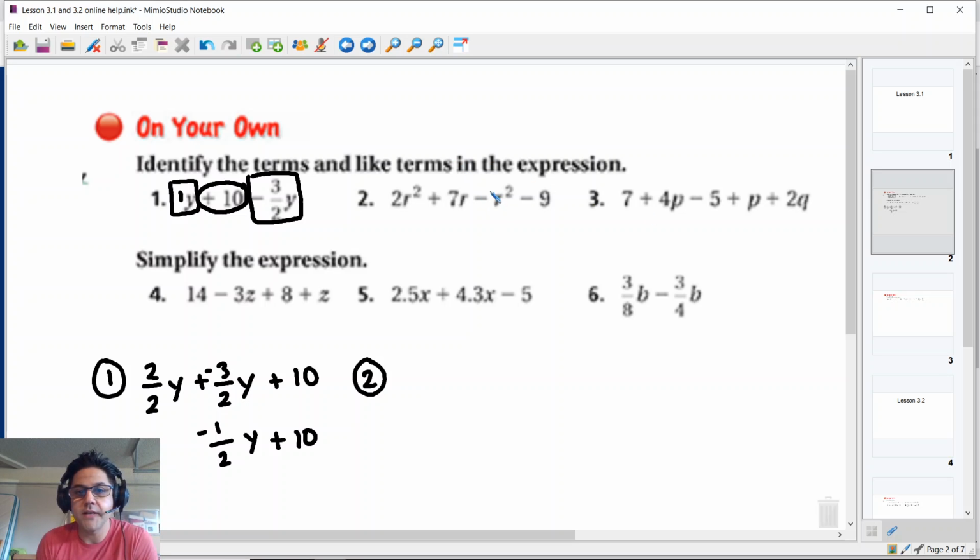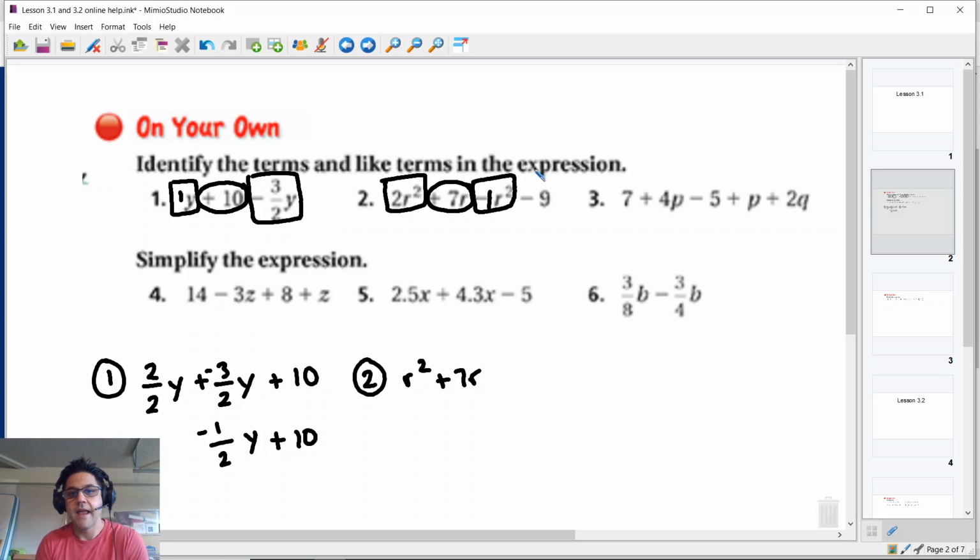All right, looking at number 2, looking for like terms first and then combine them. So I've got a 1 here. So r squared is going to go first. So I've got a 2r squared and a negative 1r squared. So 2 subtract a 1 is just a 1r squared, or r squared. 7r, nothing like that. So I'm going to go ahead and just write plus 7r. And then subtract 9. Oops, sorry, I got to do a different shape. Let's do a cloud.